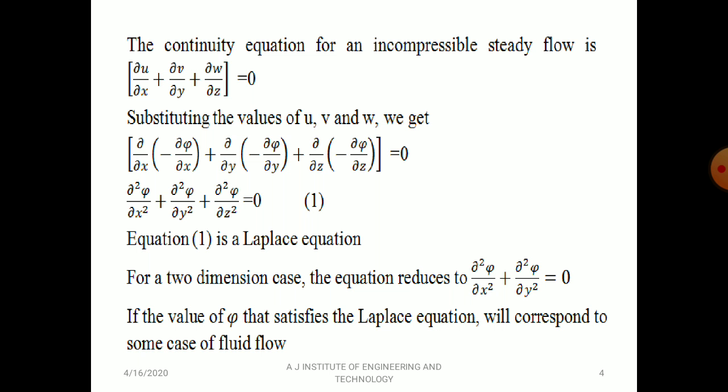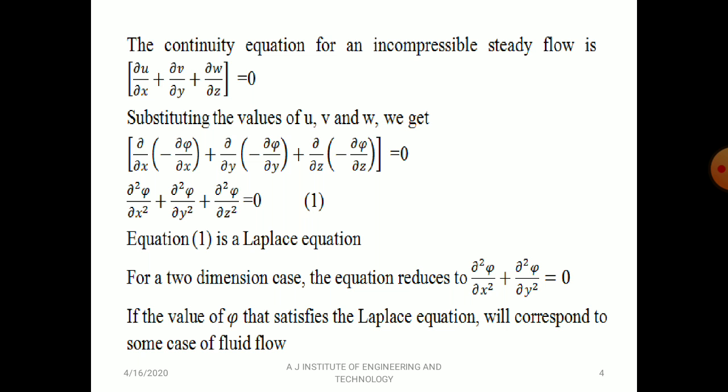Now we have the values of u, v, w from the definition of the velocity potential function: u equal to minus dou phi by dou x, v equal to minus dou phi by dou y, and w equal to minus dou phi by dou z. In the continuity equation we have the terms u, v, w, so we can substitute these values into it. We get dou by dou x of minus dou phi by dou x, plus dou by dou y of minus dou phi by dou y, plus dou by dou z of minus dou phi by dou z, equal to 0. Simplifying, we get dou square phi by dou x square plus dou square phi by dou y square plus dou square phi by dou z square equal to 0. That is double differentiation. Take it as expression 1.